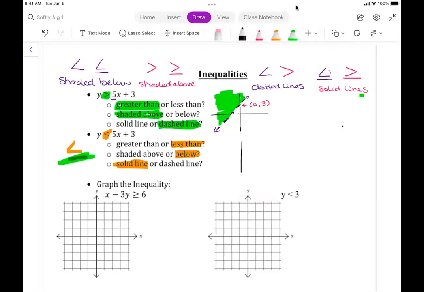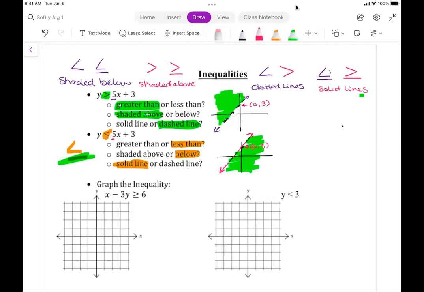So let's see. If this was my x-axis and my y-axis, my slope would be starting at 0,3. So maybe about right here. I would have a solid line. I have a positive slope, so I'd be going uphill. And then I would need to be shaded below. So it would look something like this at the end of the day. Remember, my starting point would have been 0,3. My slope would have been down 5 over 1 or up 5 over 1.